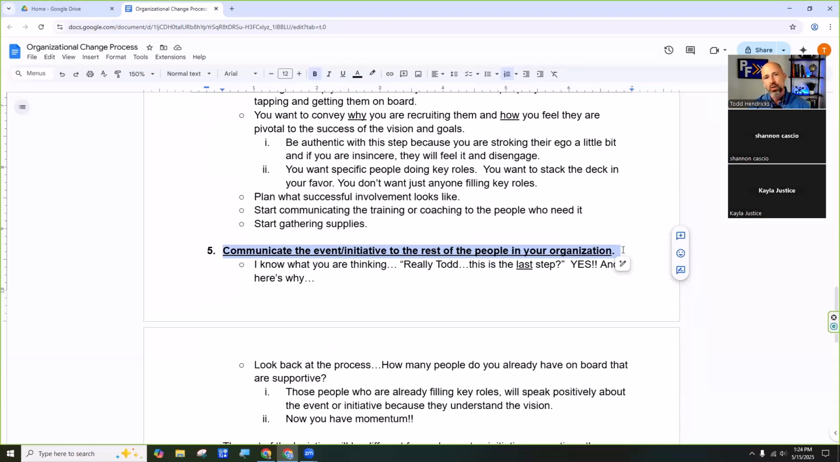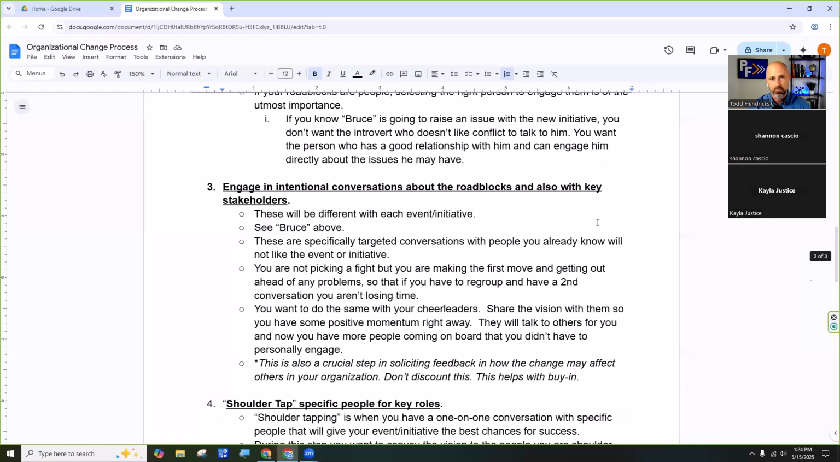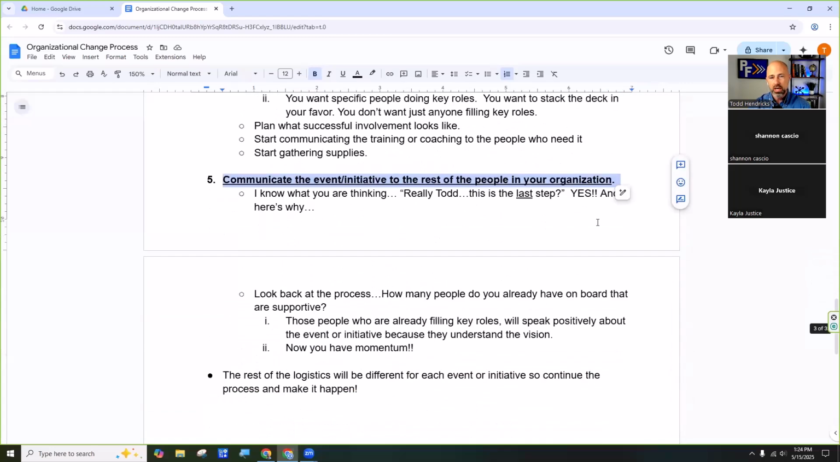No, you announce it last because look at everything else you've done to prepare for a successful implementation. You already have the groundwork laid. You have the foundation in place. You have people in place. You have supplies in place. Now is the perfect time to start the initiative or implement the change because everything's ready to go.